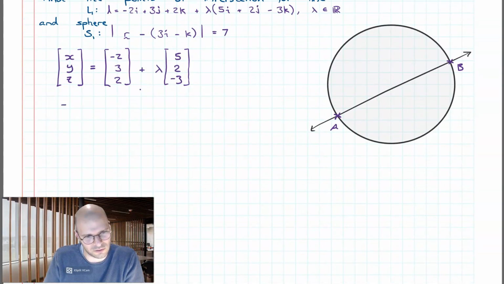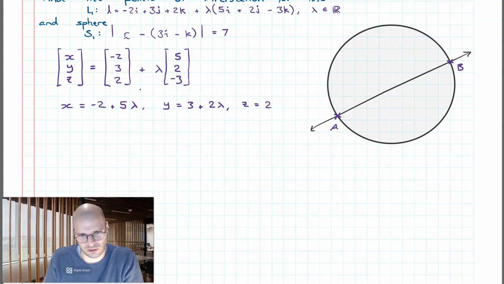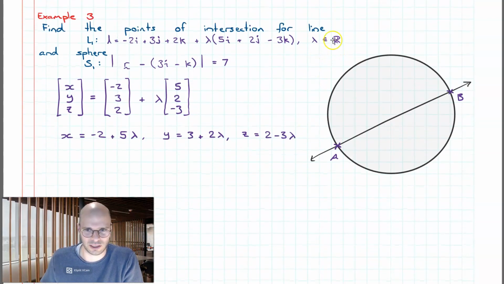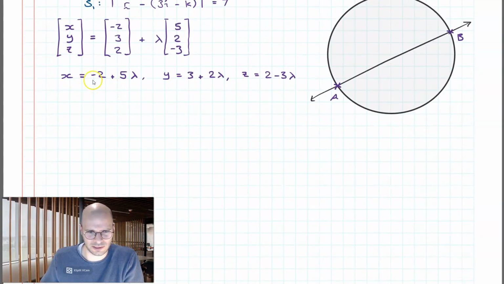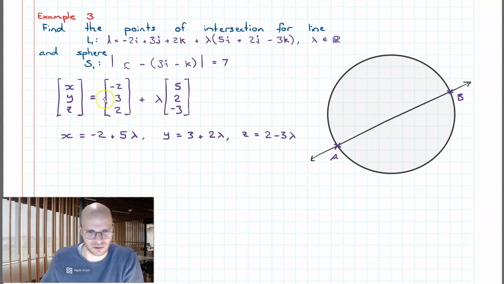The line itself is defined in its parametric form as x equals -2 plus 5 lambda, y equals 3 plus 2 lambda, and z is equal to 2 minus 3 lambda. I don't need to define lambda again because it's already defined there. Okay, so these are the parametric equations for the line.